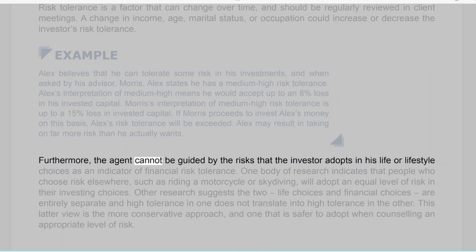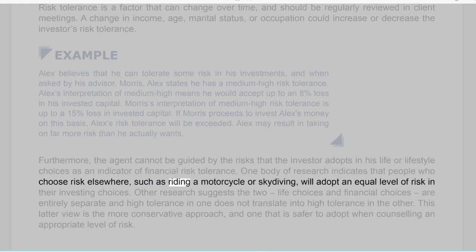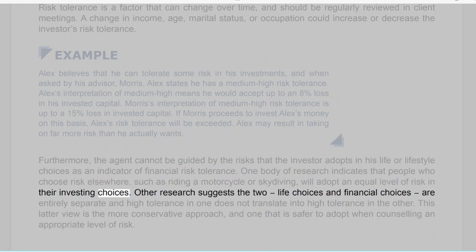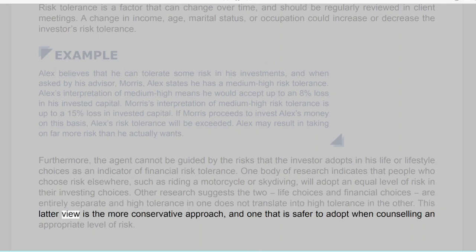Furthermore, the agent cannot be guided by the risks that the investor adopts in his life or lifestyle choices as an indicator of financial risk tolerance. One body of research indicates that people who choose risk elsewhere, such as riding a motorcycle or skydiving, will adopt an equal level of risk in their investing choices. Other research suggests the two, life choices and financial choices, are entirely separate and high tolerance in one does not translate into high tolerance in the other. This latter view is the more conservative approach and one that is safer to adopt when counseling an appropriate level of risk.